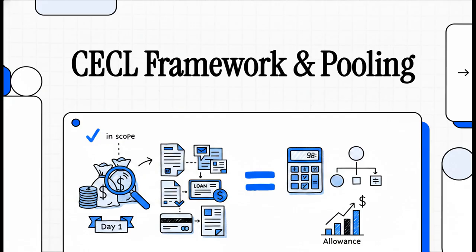Okay, so now that we know how to spot these assets, what's next? Well, the obvious question is, how on earth do we actually calculate that allowance? That's exactly what we're diving into today. We're going to unpack the repeatable framework you need to calculate these credit losses with absolute confidence. Let's get right to it.